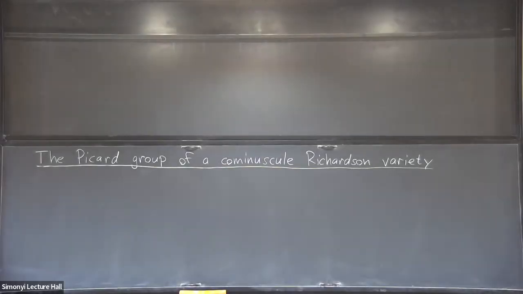The last speaker, but not least, of course, of the workshop is Anders Buch. I guess Anders got on my radar back when he was a student, and he and Bill Fulton were cranking out their advanced analysis paper on degeneracy loci. So that's how I first met Anders, I guess. And he's going to tell us about the Picard group of a cominuscule Richardson variety.